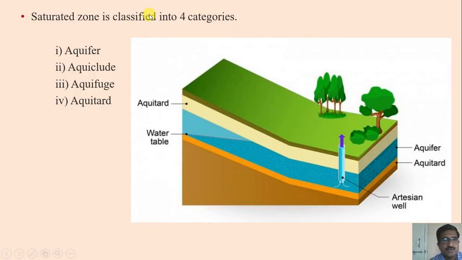Now the saturated zone is also classified into four categories. One is the aquifer, aquiclude, aquifuge and aquitard. This particular figure shows how these layers are present in the saturated zone. Initially it starts with the aquitard, the water table is present, and then you can find the aquifer, and what is next is the aquitard. So what is the meaning of this? We'll see one by one.